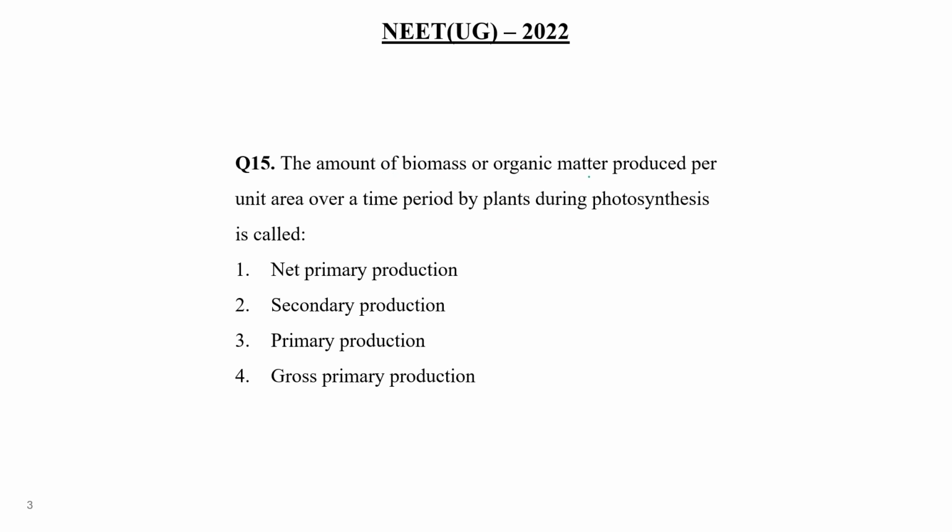The amount of biomass or organic matter produced per unit area over a time period by a plant during photosynthesis is called: net primary productivity, net primary production, secondary production, primary production, or gross primary production. To solve this type of question, you must learn the definitions of NPP, GPP, primary production and secondary production.